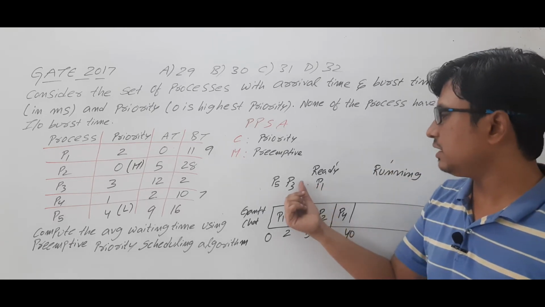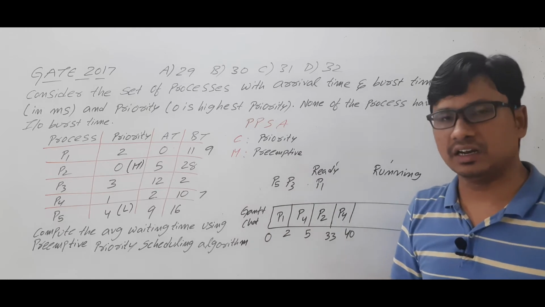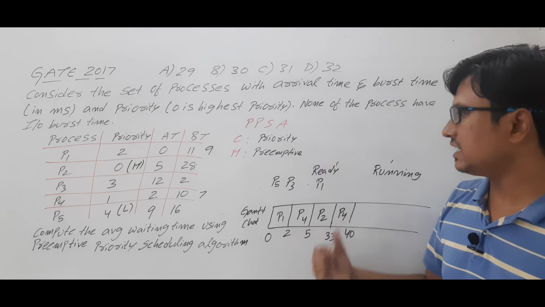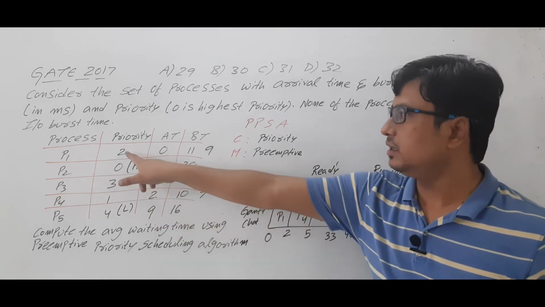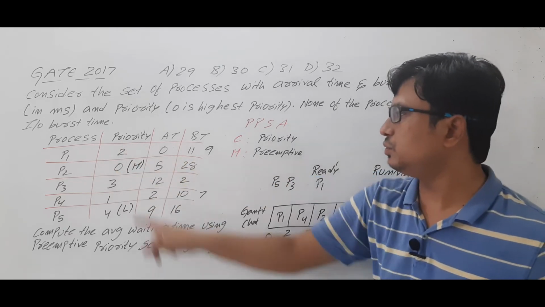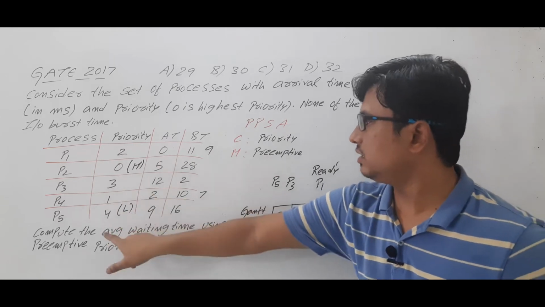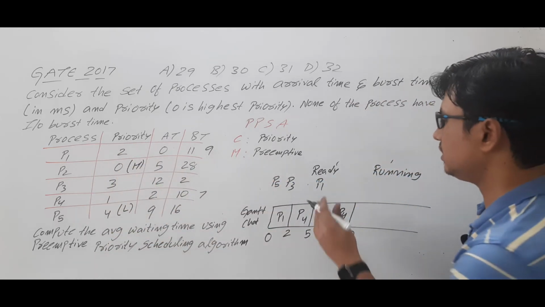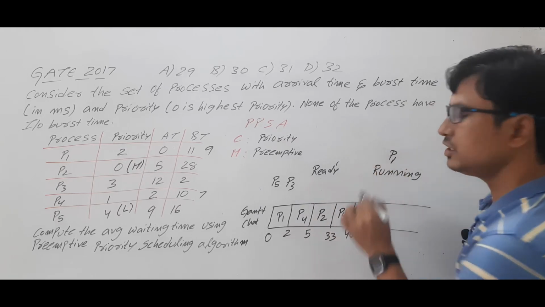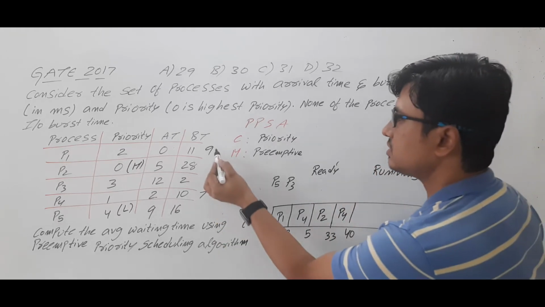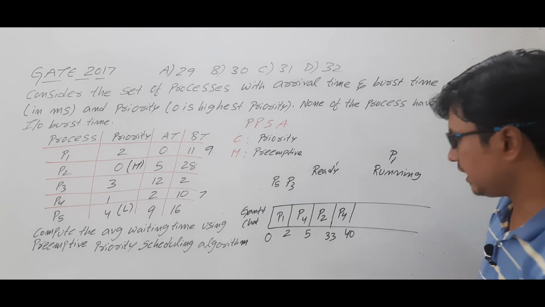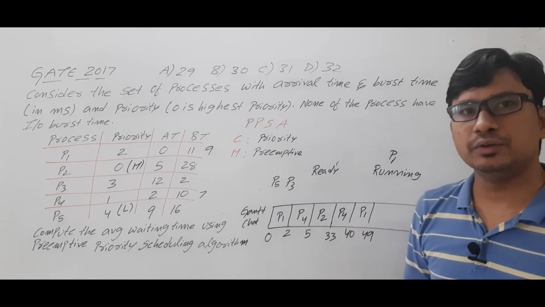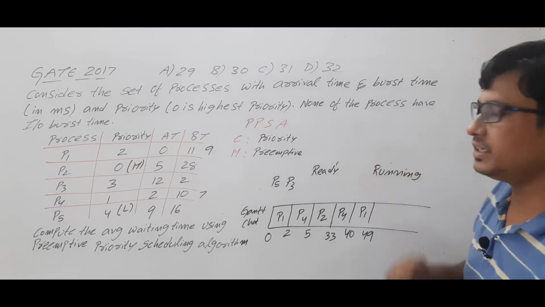Now P1, P3, P5 are there in the ready queue. Then which process do we need to send to the running state? It depends on the priority. P1 has priority 2, P3 has 3, P5 has 4. So which has the highest priority? P1. So that will be scheduled to the running state. What is the remaining time of process P1? 9. So it will run for 9 units of time. At 49 units of time, process P1 has completed its task.